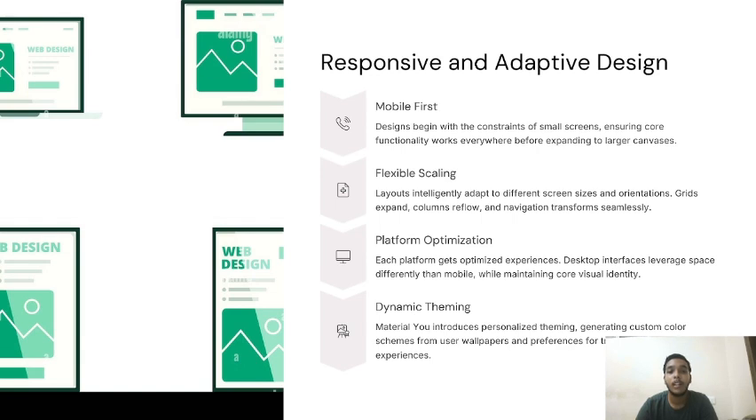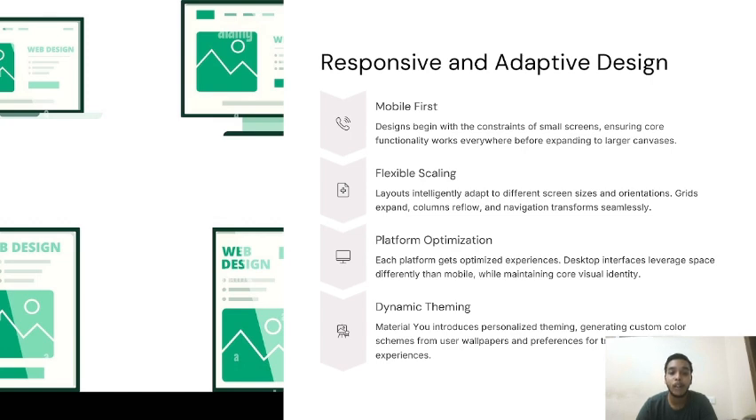Now let us see responsive and adaptive design. The first one is mobile first. Design begins with the constraints of small screens, ensuring core functionality works everywhere before expanding to a larger canvas. And the second one is flexible scaling. Layouts intelligently adapt to different screen sizes and orientations. Grids expand, columns reflow, and navigation transforms seamlessly.